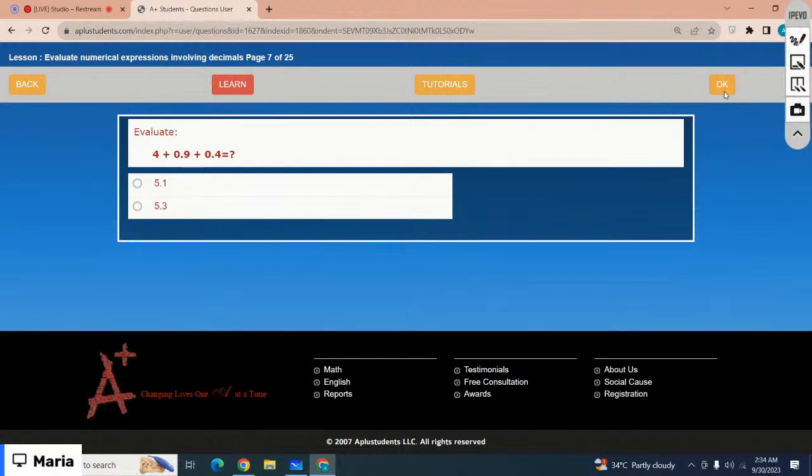Okay, evaluate 4 plus 0.9 plus 0.4. So, which is the correct option? The correct option is, very good. That would be 5.3 is the correct option.